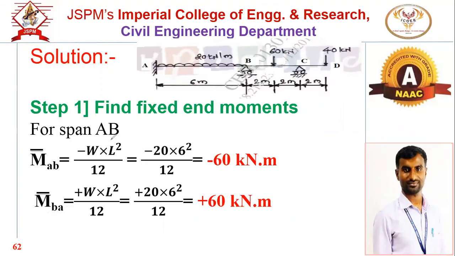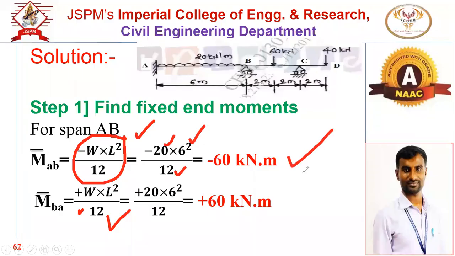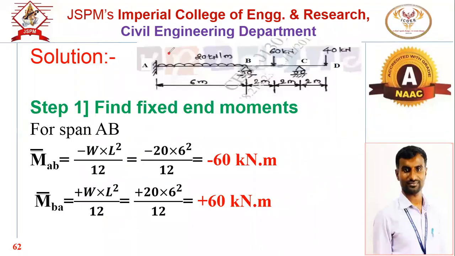We know the standard formula: M bar AB is minus WL square by 12, M bar BA is plus WL square by 12. Put the corresponding values. W is 20. Minus 20 into 6 square divided by 12, minus 60. M bar AB is minus 60, whereas M bar BA is plus 60. If the loading is symmetrical, fixed end moment will be equal and opposite. Minus 60, plus 60. So this is for AB.